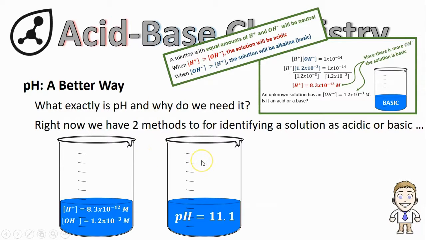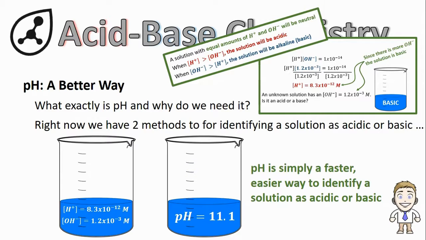To use the pH, however, all you have to do is look at the number, in this case 11.1, see that it's higher than 7, and you automatically know the solution is basic. The point is, both of these two methods give you the exact same information at the end, but using the pH is way simpler, way faster when it comes to telling if a solution is acidic or basic.